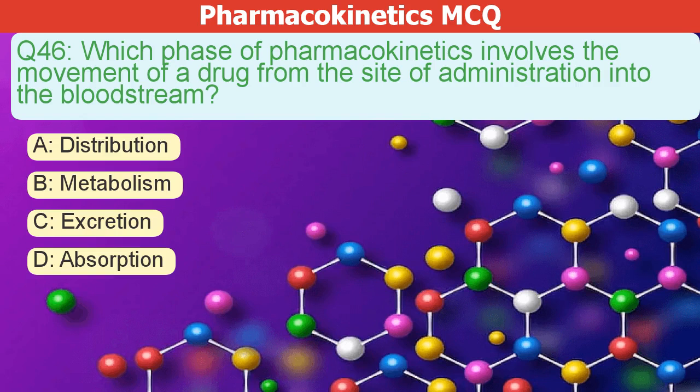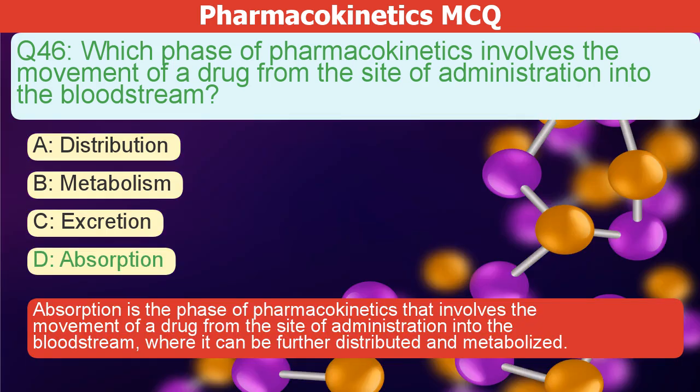Which phase of pharmacokinetics involves the drug moving from where you take it into the bloodstream? A. Distribution. B. Metabolism. C. Excretion. D. Absorption. The correct answer is D. Absorption is the phase of pharmacokinetics involving drug movement from its administration site into the bloodstream. This allows for further distribution and metabolism.